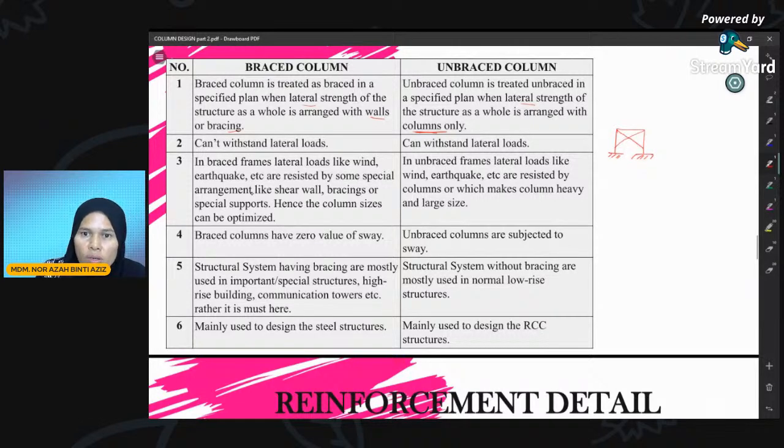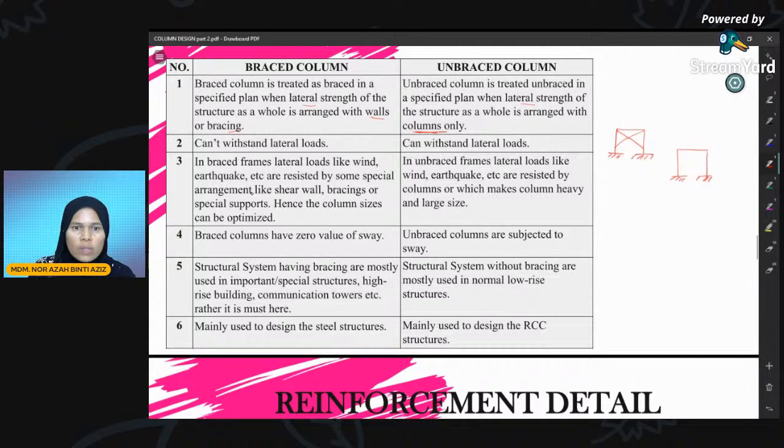For an unbraced column, the column can withstand the lateral load. So that's why we don't have to install the bracing or shear wall. An unbraced column can withstand lateral load.